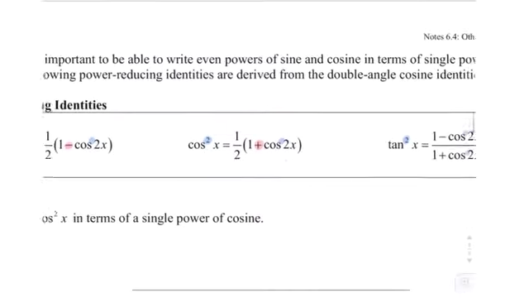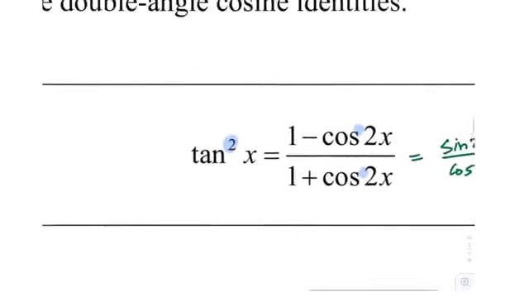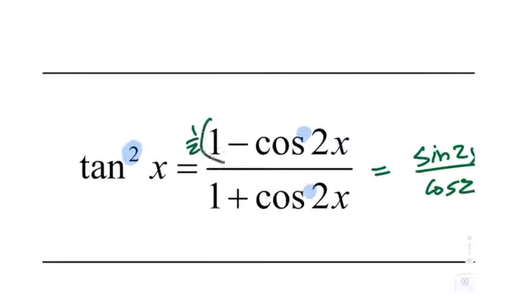Now, when you do the tangent squared, you just do the sine squared, and you divide it by the cosine squared. So what happens to the 1/2 when you do that? When you take the sine identity, which has the minus sign, and the cosine identity, which has the plus sign, the 1/2 divide out. Okay? So that's why you don't need them.